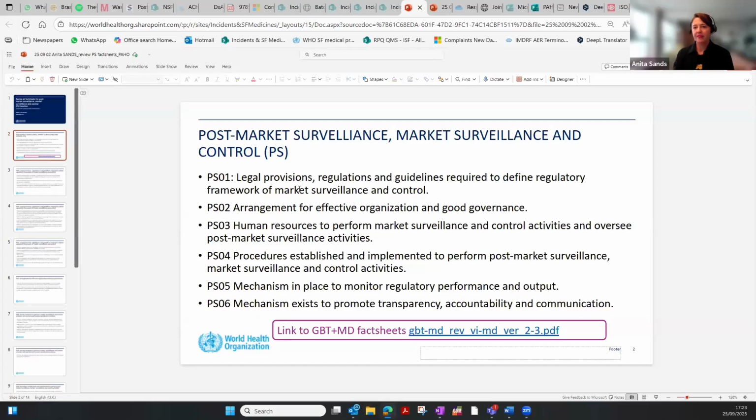So I think it follows very much the same as what you heard already, and you will hear tomorrow. The first indicator is always around legal provisions, regulations, and guidelines. And that's where we've talked about the guidance just then. So that will help you with that third level. And then regulations, legal provisions being really fundamental.